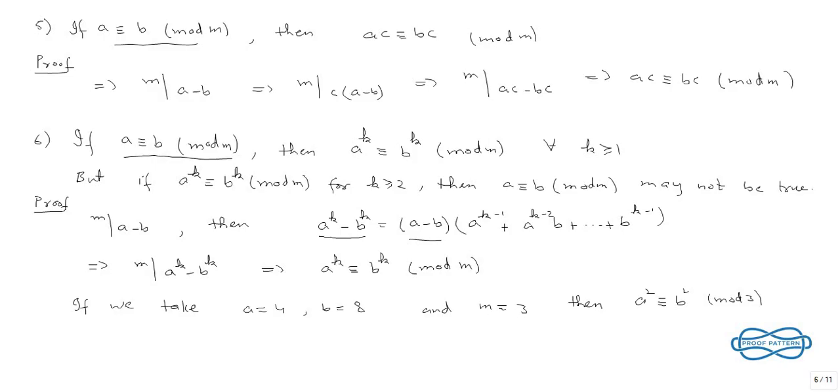Therefore A squared is congruent to B squared mod 3, but A is not congruent to B mod 3. So it means that we have proved that A^k is congruent to B^k mod m does not imply that A is congruent to B mod m.